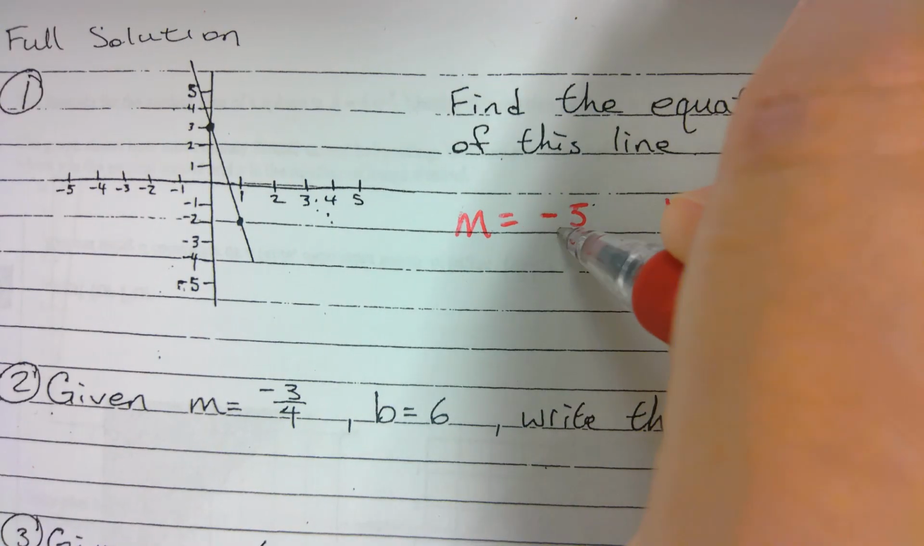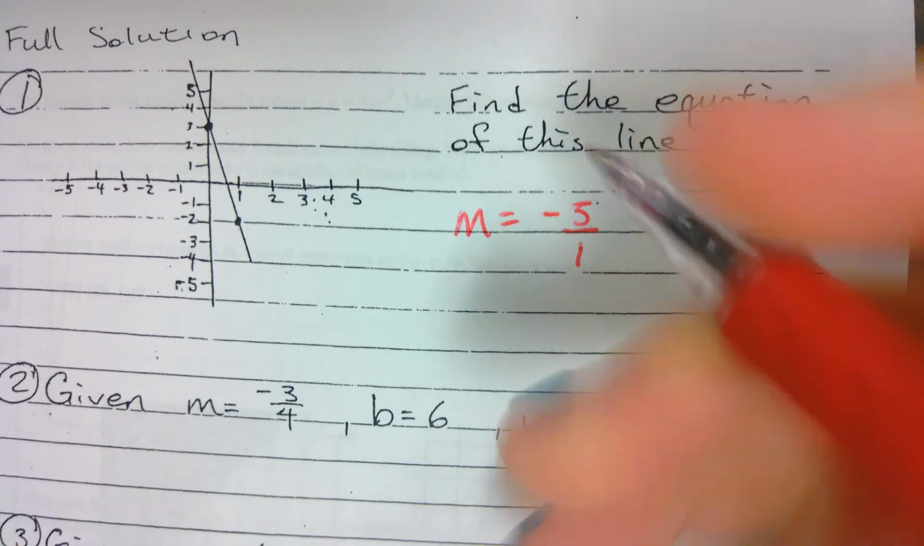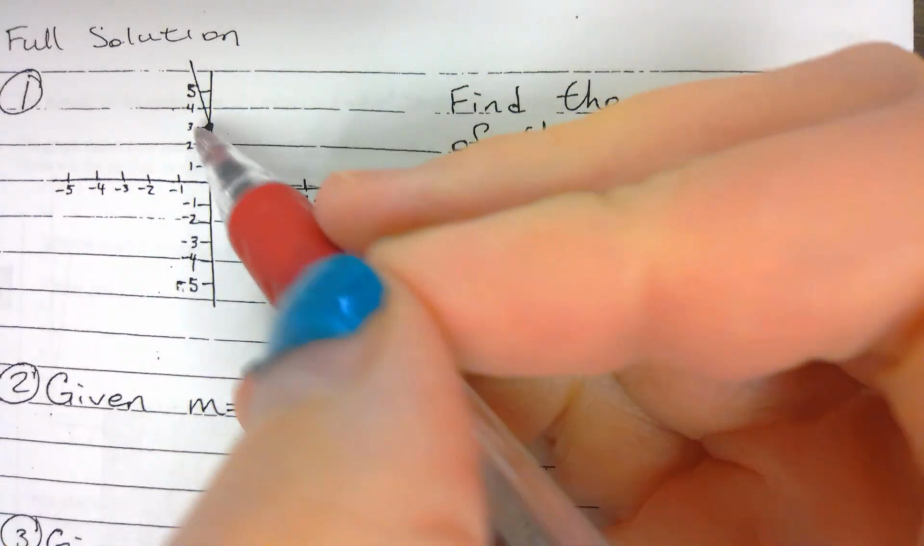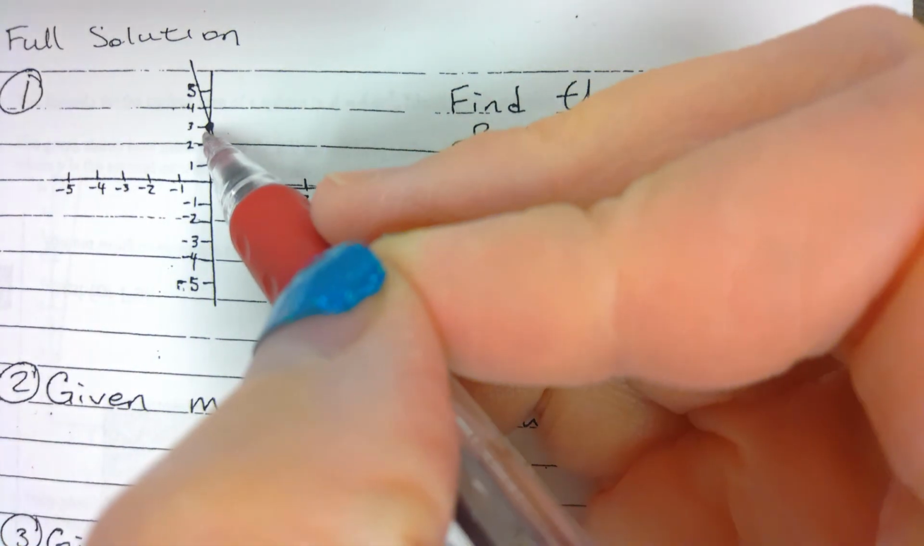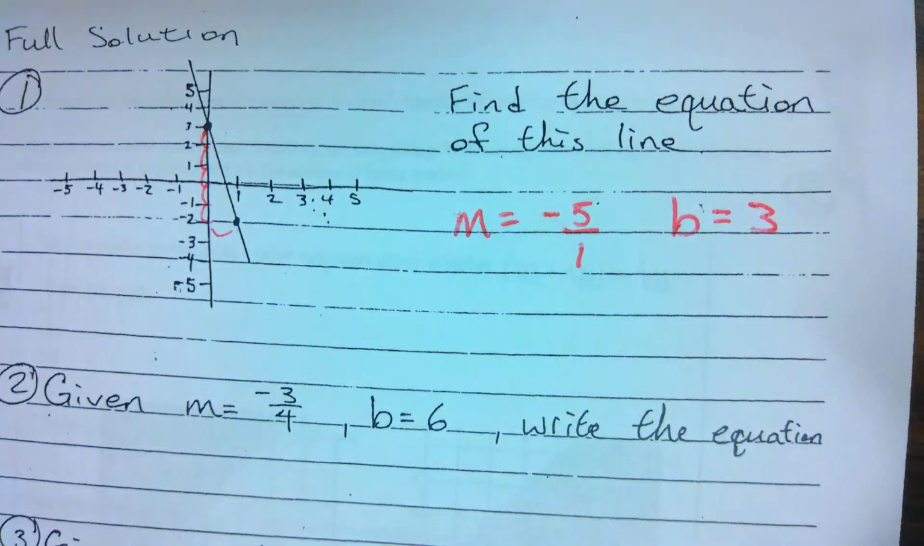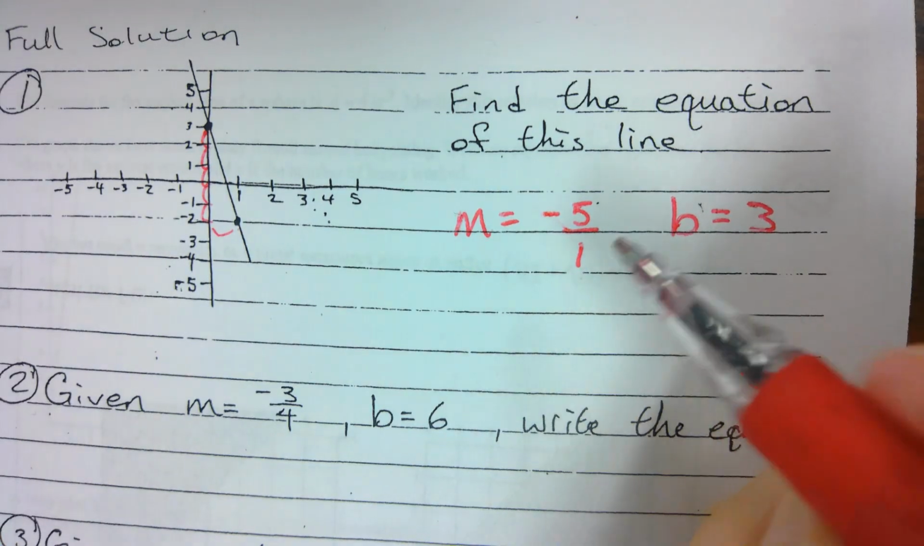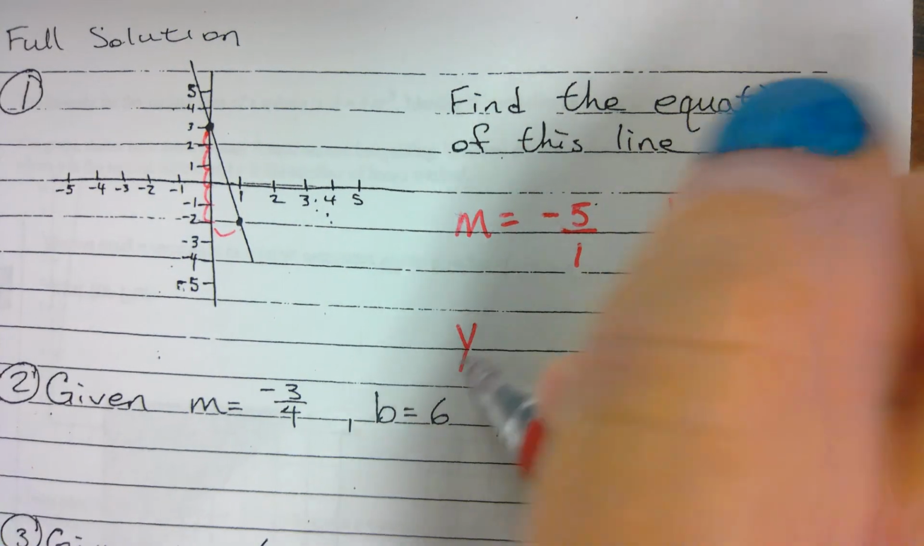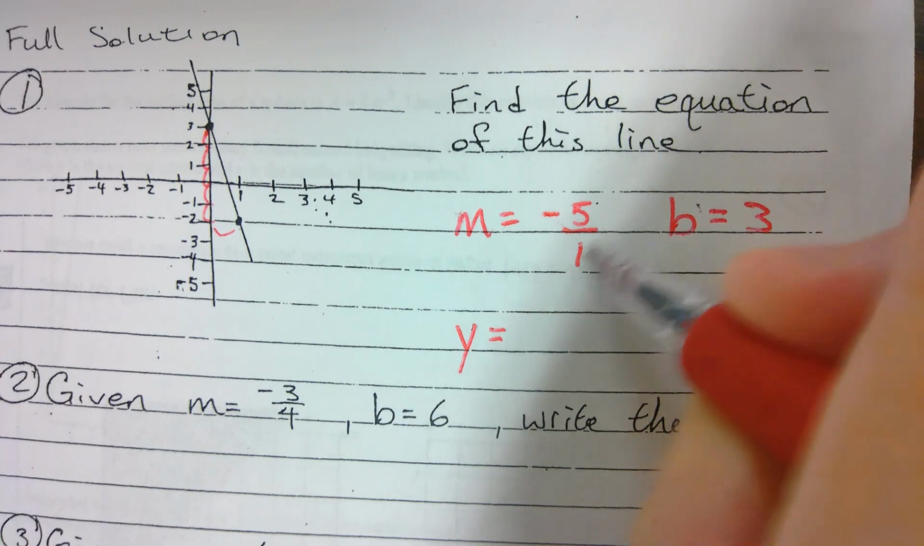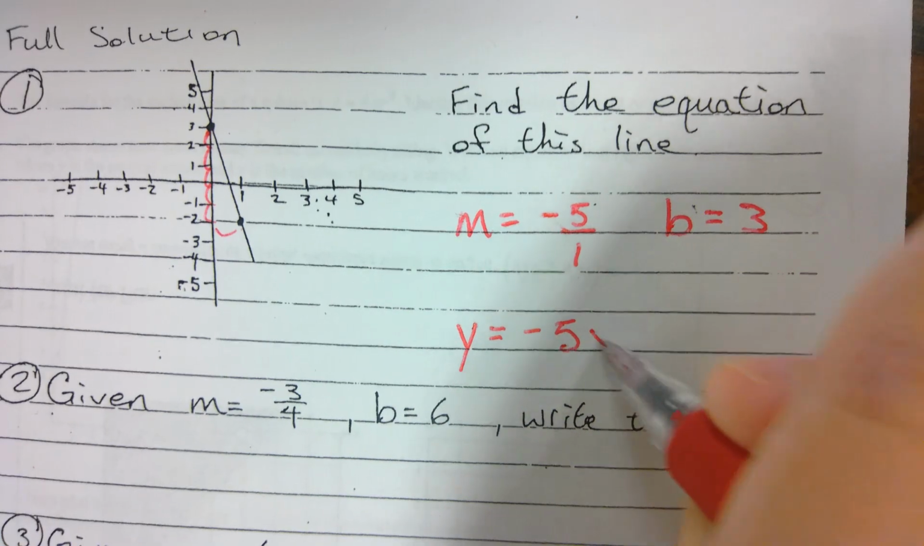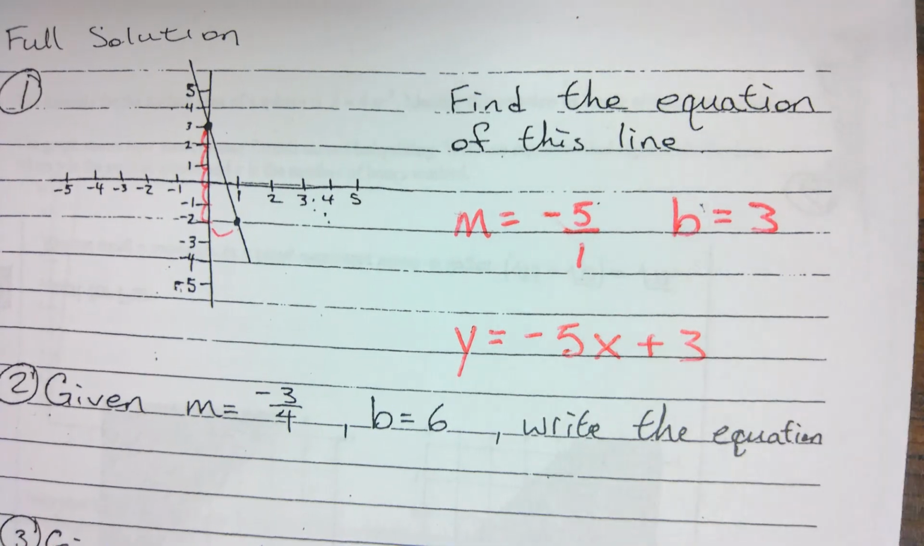It is a common mistake that people make because they see the rise over run. So from here, 1, 2, 3, 4, 5. And then the run is 1 over. So negative 5 over 1. When I write my equation, remember I can simplify it. So this is simply negative 5x plus 3.